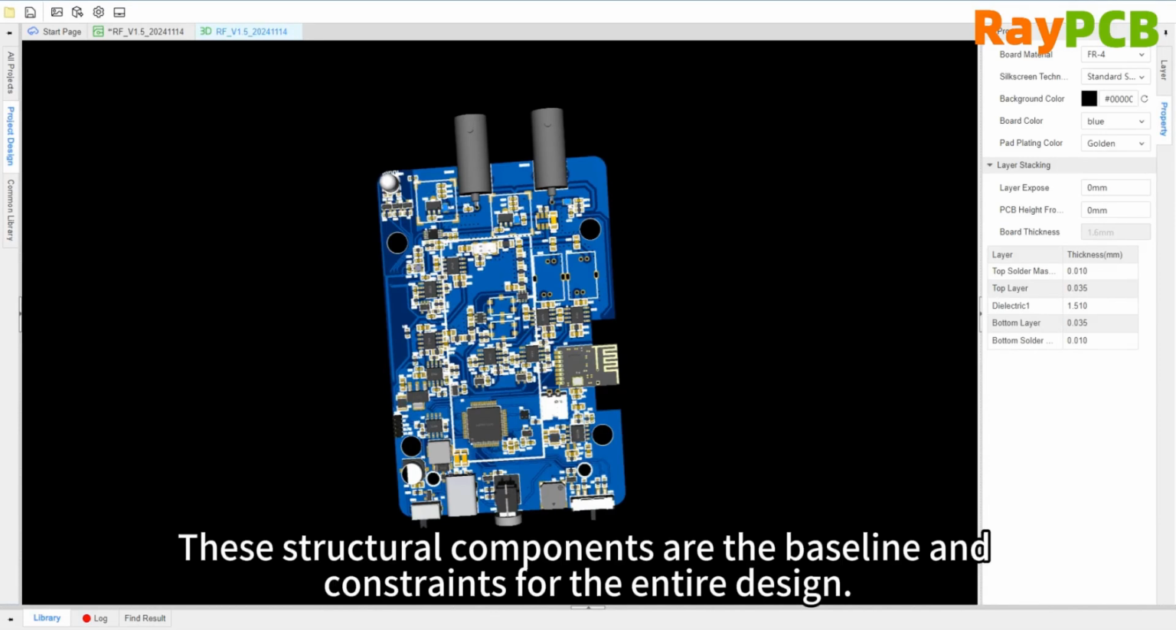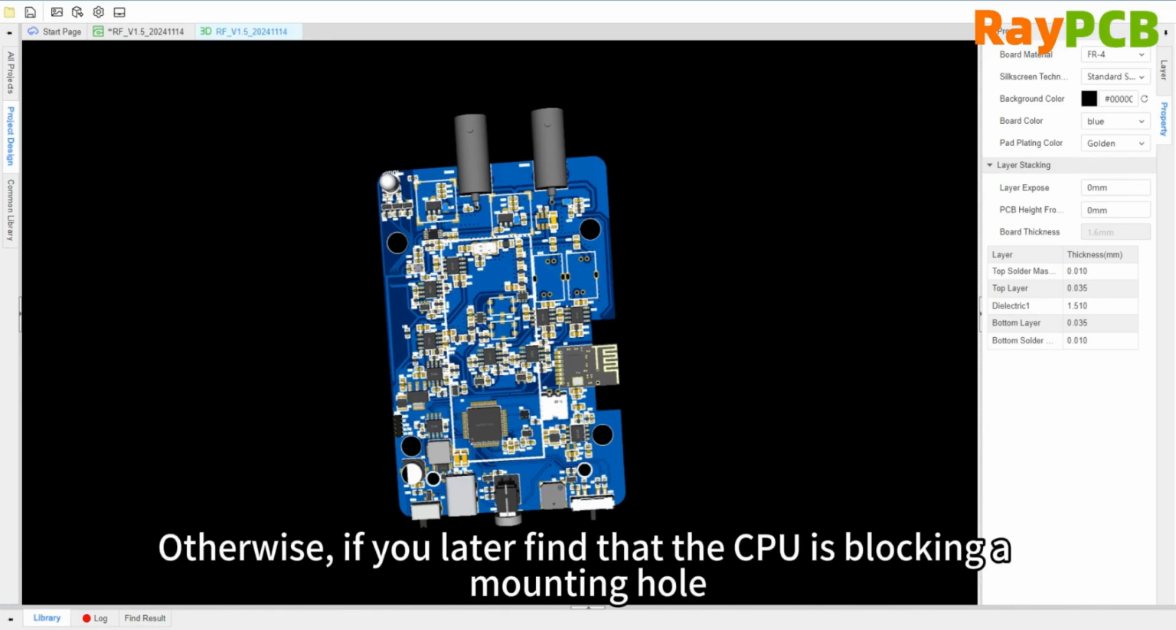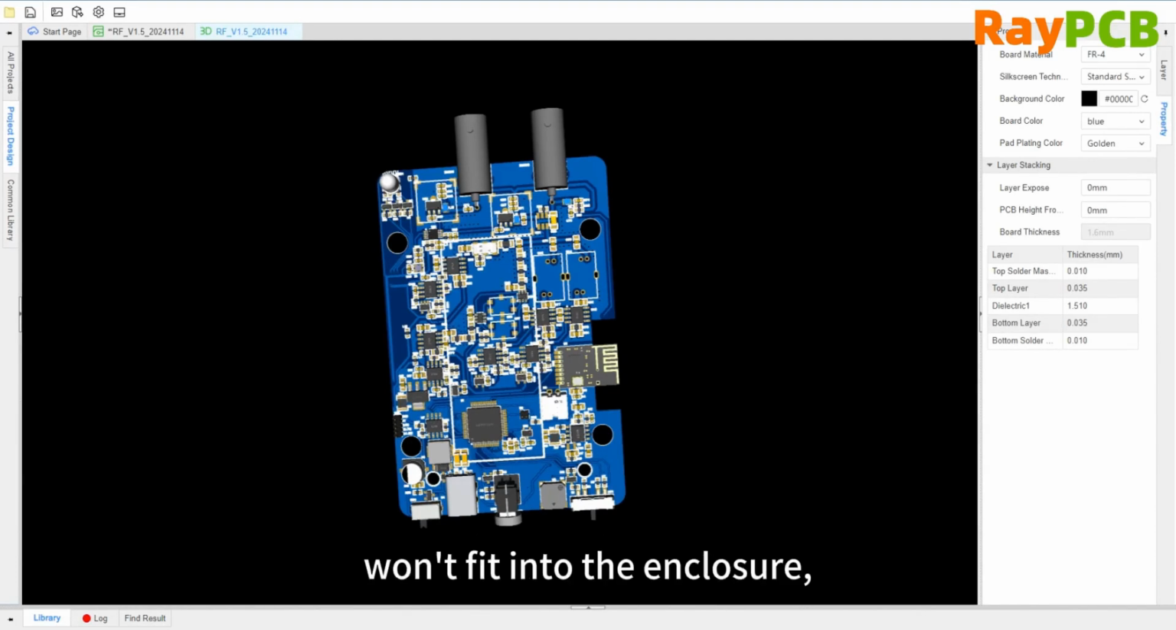These structural components serve as the foundation and constraints for the entire design. By fixing them in place first, the subsequent layout will have clear boundaries and references. Otherwise, if you end up discovering that the CPU blocks the installation opening or the USB port can't fit into the enclosure, it would be a disastrous mistake.